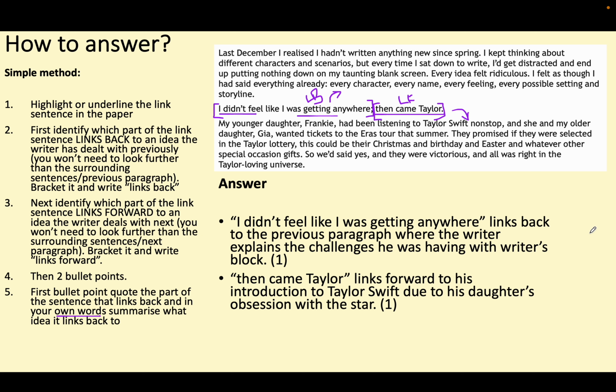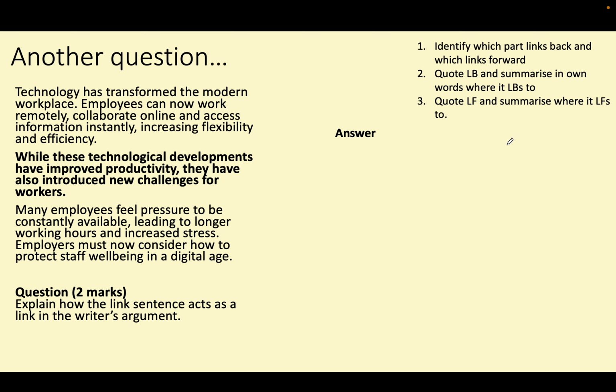You do exactly the same for the second bullet point, which deals with the link forward. Then came Taylor, links forward to his introduction to Taylor Swift due to his daughter's obsession with a star. Really nice and easy. So all you need to remember is that you do 2 bullet points, link back to that idea in your own words, link forward to the next idea in your own words. Simple. Let's have another go.